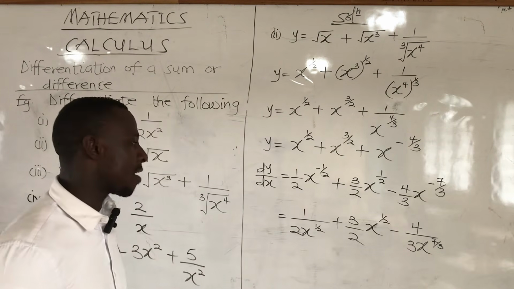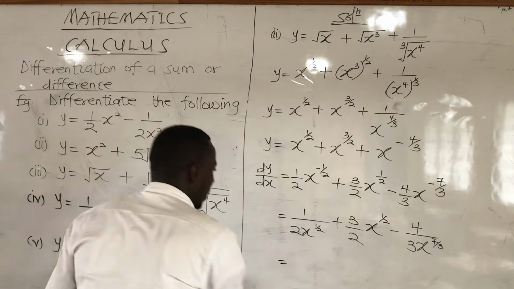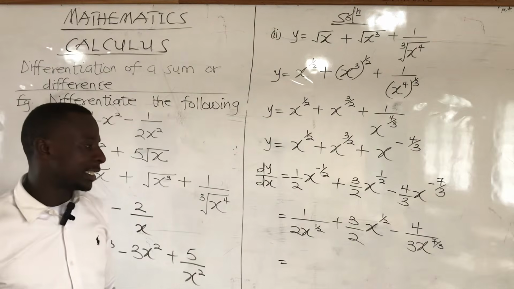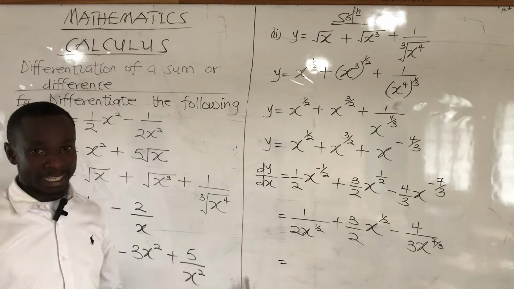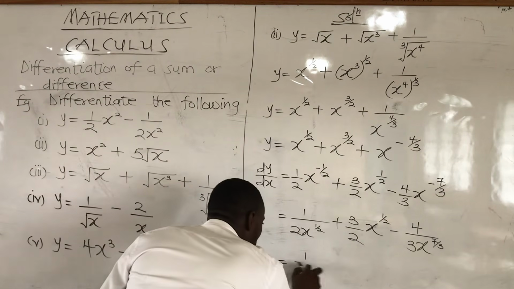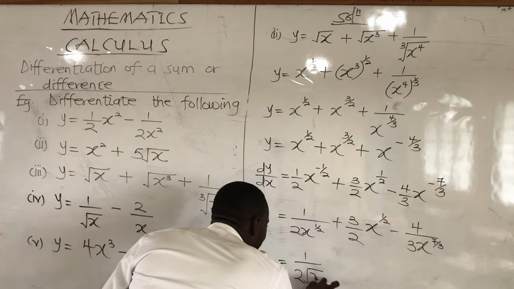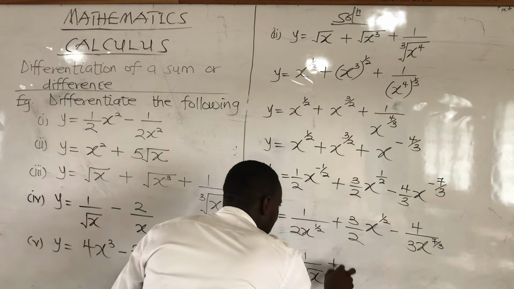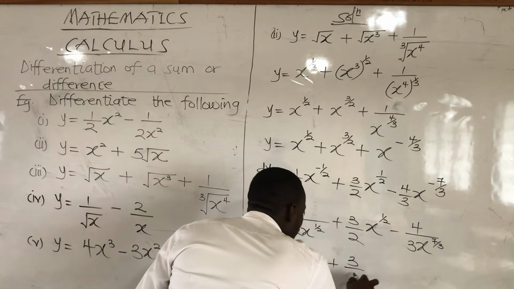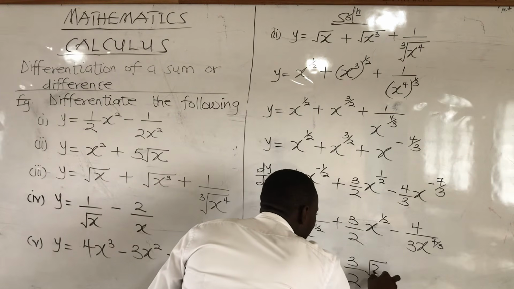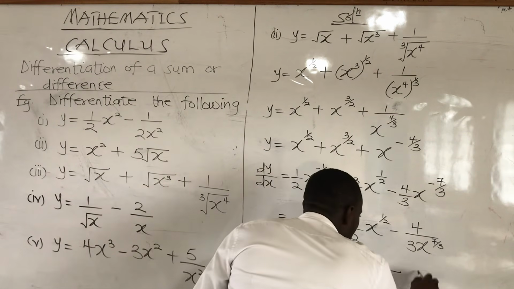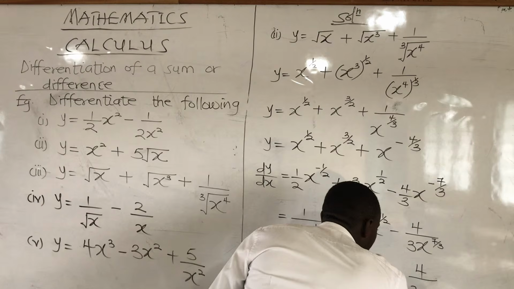Positive 7 over 3. Now we will put our answers in surd form. So we have 1 over 2 root x plus 3 over 2 root x minus 4 over 3 times the cube root of x power 7.